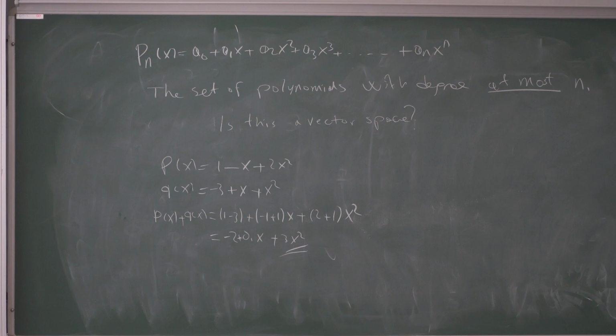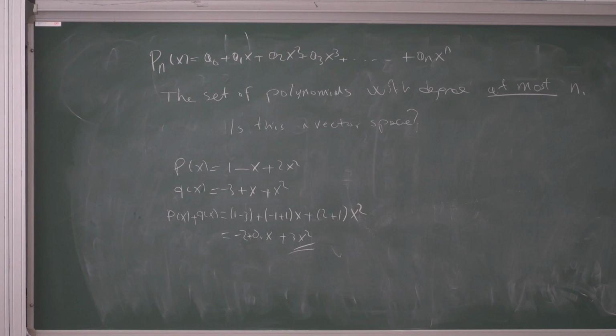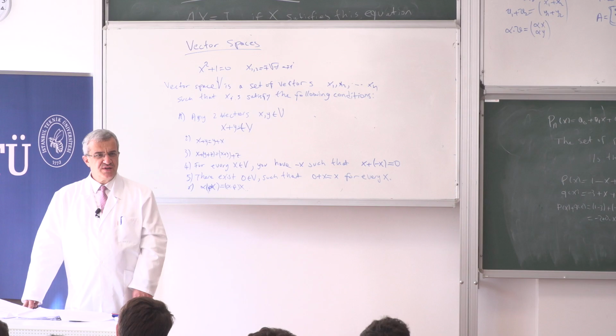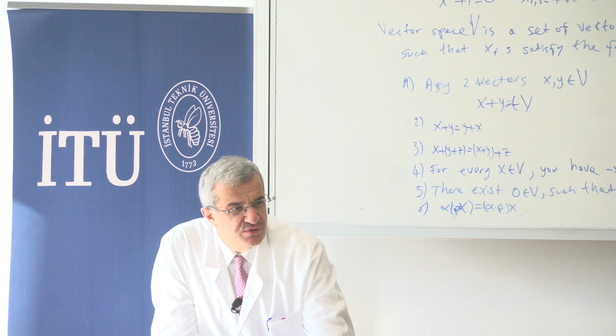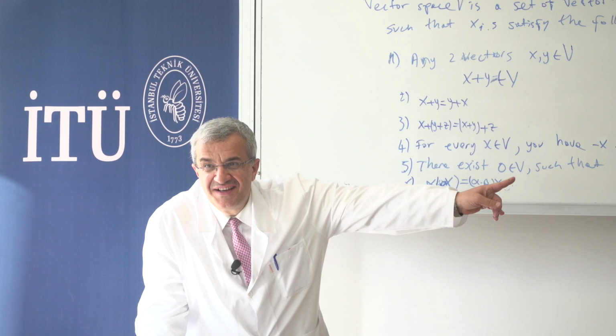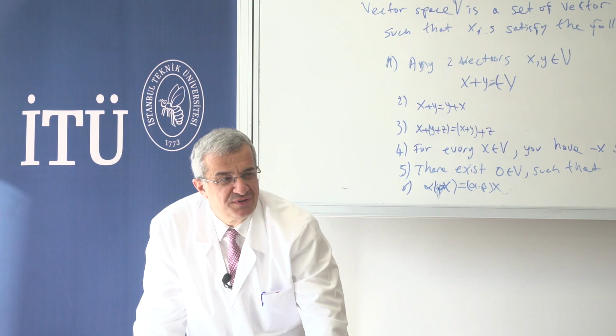How about the set of third order polynomials? Is this a vector space? Be careful. The set of third order polynomials, exactly third order polynomials, is this a vector space? Does it have a zero? It doesn't. Zero is not a third order polynomial, right? That's why I underlined it, at most n, right? If I say exactly third order, that doesn't include the zero polynomial.